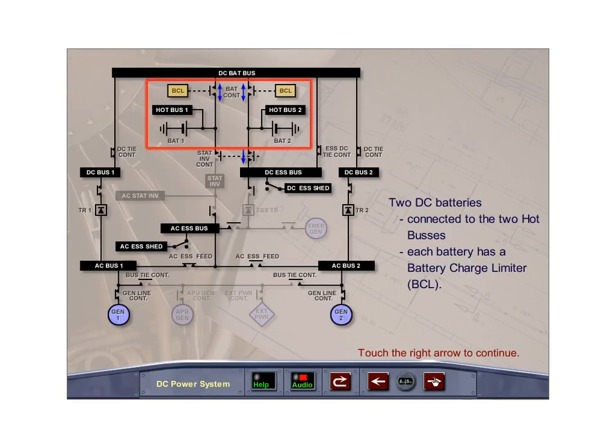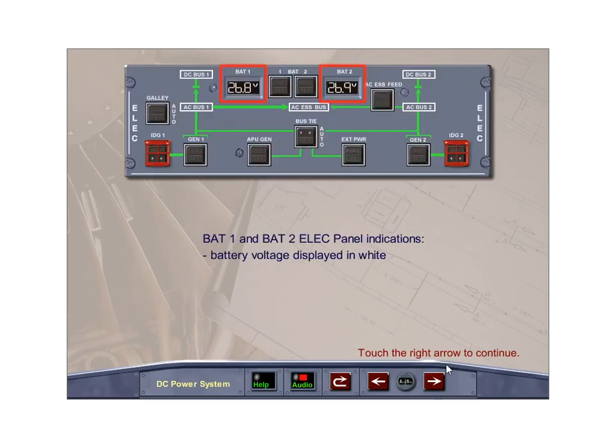There are two DC batteries, each permanently connected to its respective hot bus. Each battery has a battery charge limiter, or BCL, which controls battery charging and the battery contactor. The electrical panel displays the battery voltage for battery 1 and battery 2 in white, even if the aircraft is not powered by an electrical source.